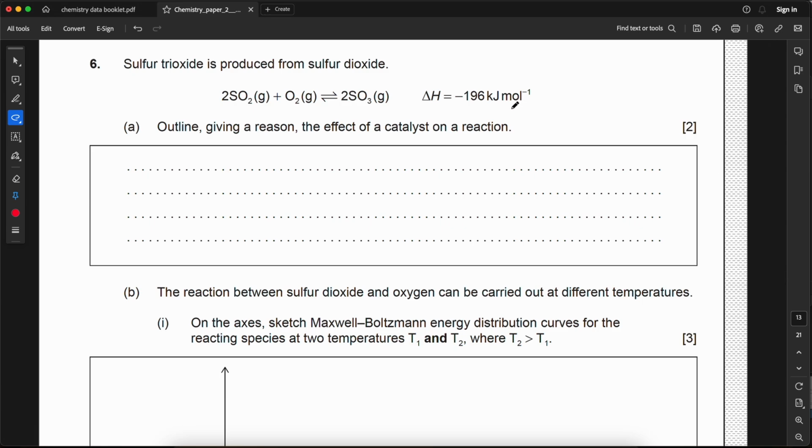Outline, giving a reason, the effect of a catalyst on a reaction. Even though it's an equilibrium reaction, it will increase the rate of reaction and lower the activation energy and provide an alternative pathway.